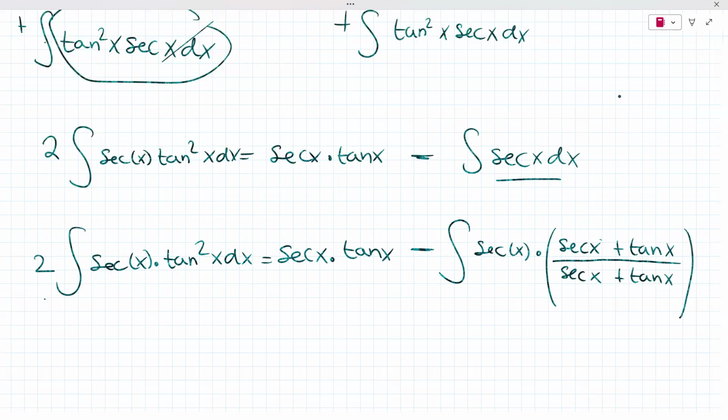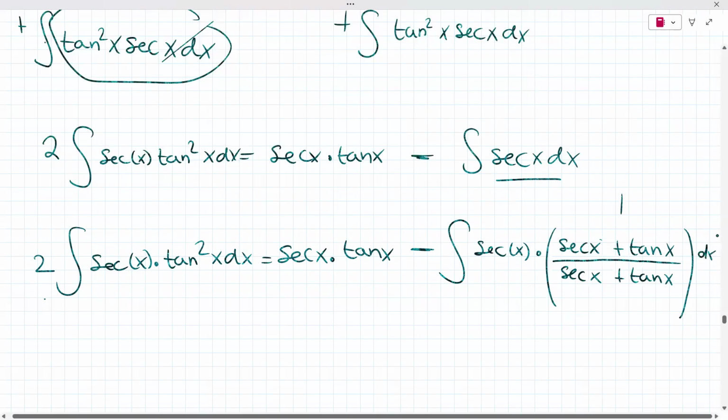And this doesn't really change the problem because what's secant of x plus tan of x divided by secant of x plus tan of x? It's just 1, and what's 1 times secant of x? Secant of x, right? Don't forget the dx. Okay.